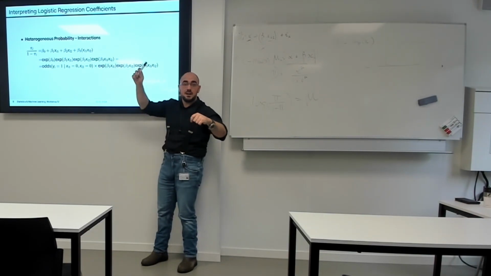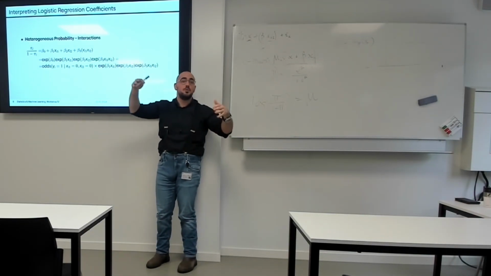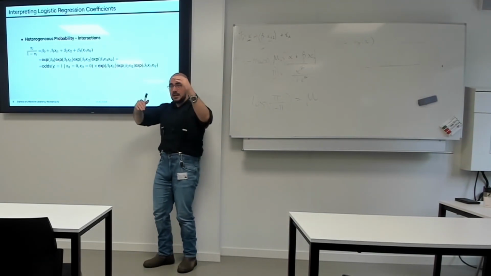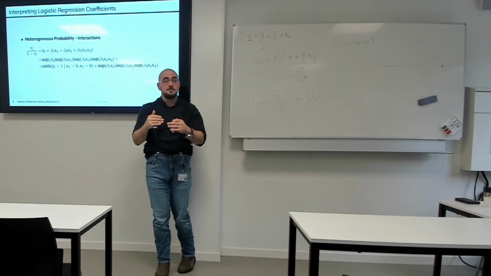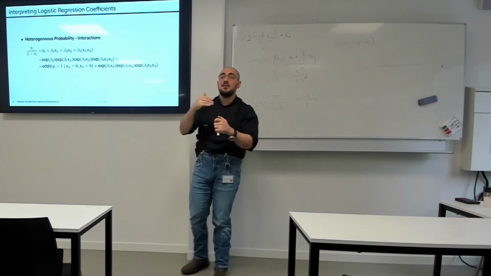Maybe your beta 3 is really large, and then you multiply by 2 or 3 or something like that, right? So the beta 3 can off-balance the main effects. Does that make sense? Beta 3 doesn't have to follow the main effects.